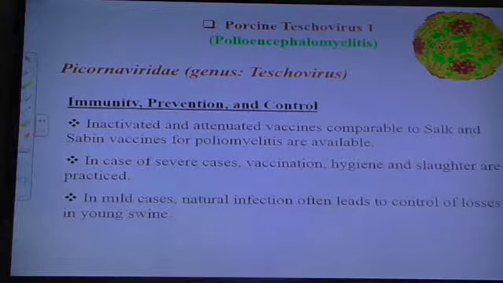The immunity, there is a vaccine, inactivated attenuated vaccine, which is available, and obviously the control would be hygiene and slaughter of animals that have encephalomyelitis.